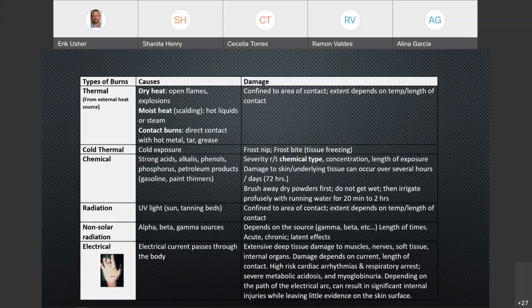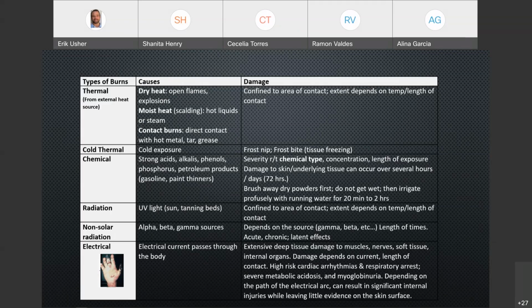We live in Florida. The sun is very hot here, so it's not uncommon to get a surface burn, a contact burn, touching some metal object outside. The good thing about these types of burns is they're generally confined to the area of contact. The extent of the burn depends on the temperature and the length of the contact.